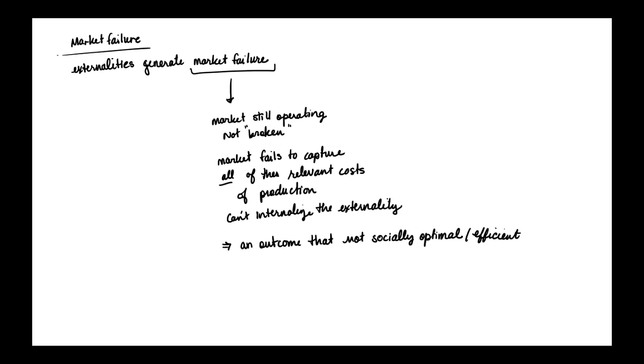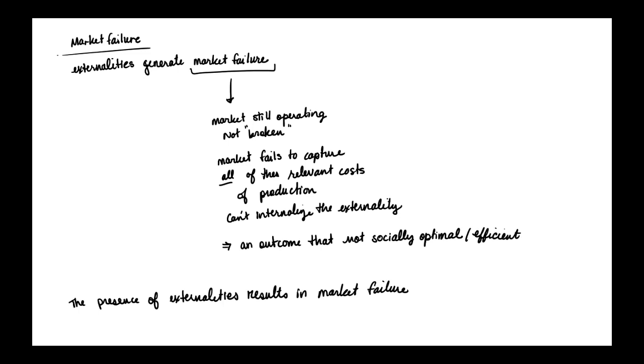So guys, the presence of externalities results in market failure. We need to understand that. So markets aren't always perfect. Markets aren't always efficient. Occasionally, in some scenarios, markets don't have the ability to make socially optimal decisions. And this is an example.